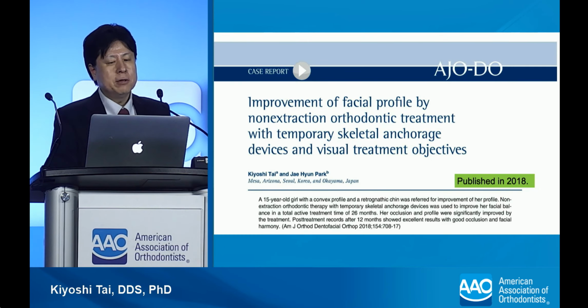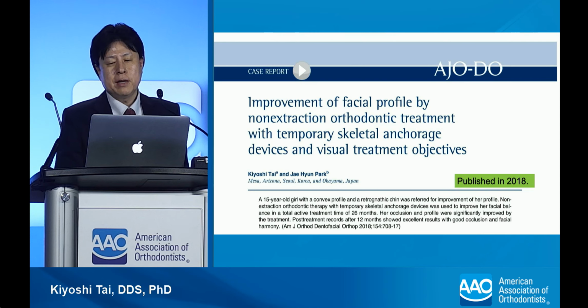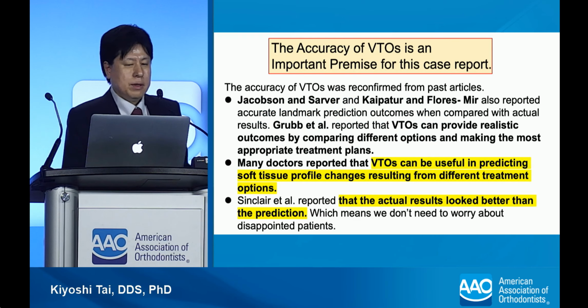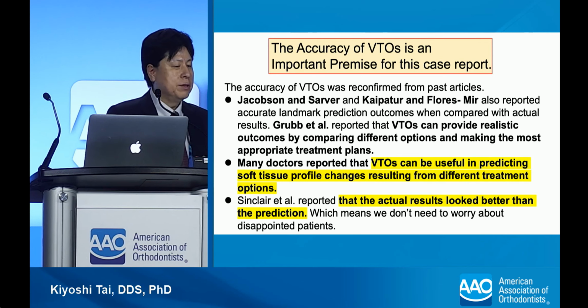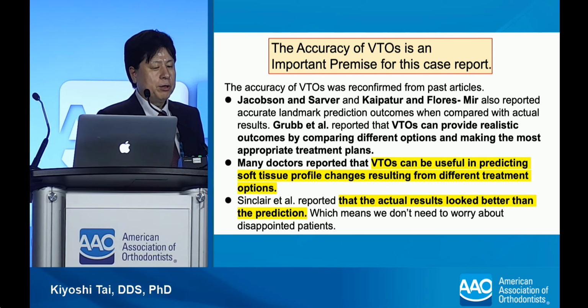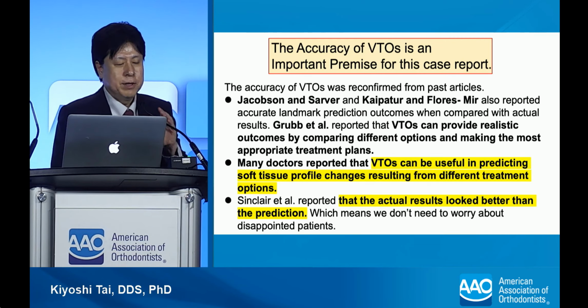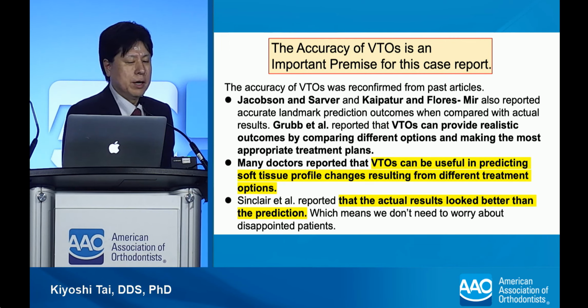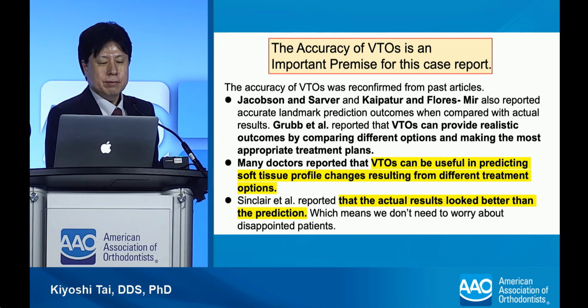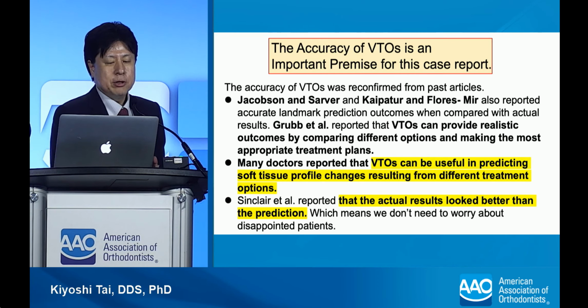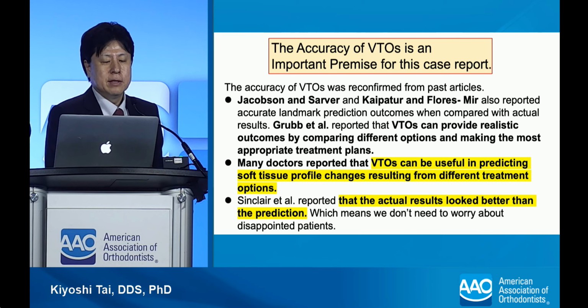At first, I'd like to show you this case report on vertical correction. It was published in 2018. The accuracy of the VTO was recommended from the past articles. Many doctors reported that VTOs can be useful in predicting the soft tissue profile changes resulting from the different treatment options, and that the actual result looked better than the prediction.